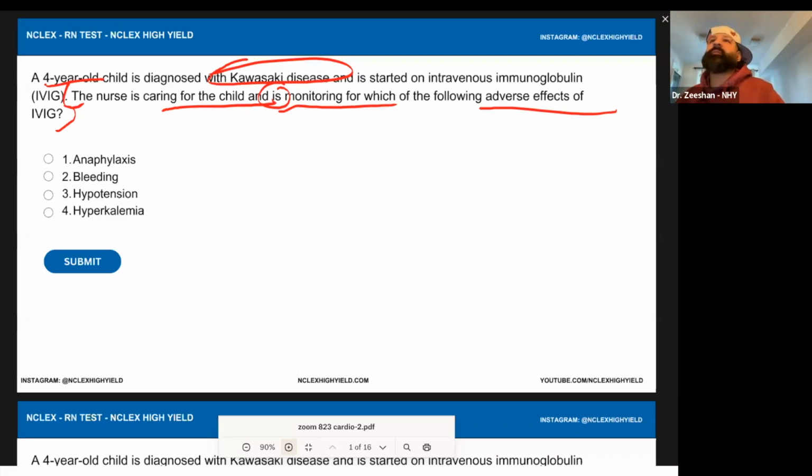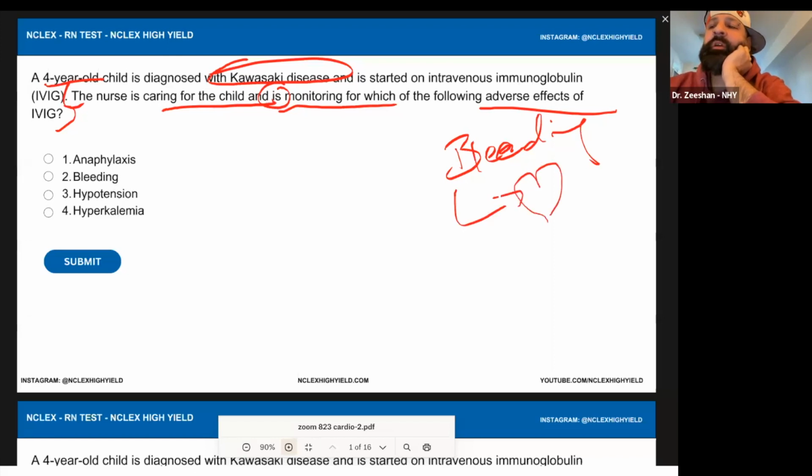With Kawasaki's disease, I'm worried about two things. First and foremost, talk to me. I'm worried about bleeding. And where am I worried about the bleeding? The heart. The coronary arteries specifically.